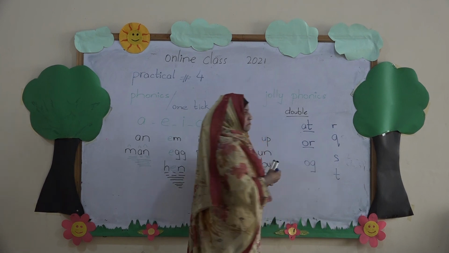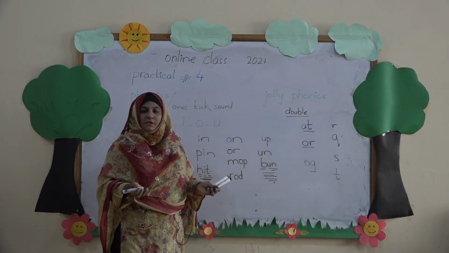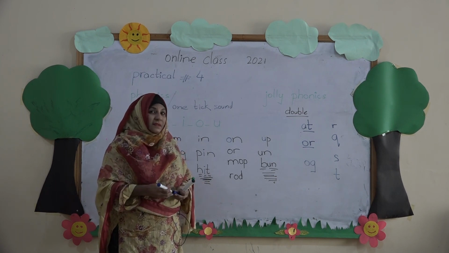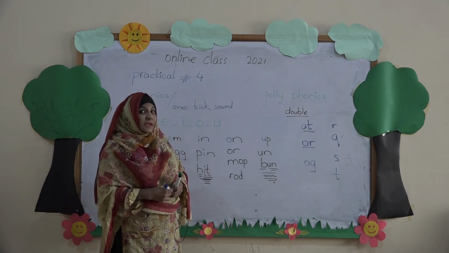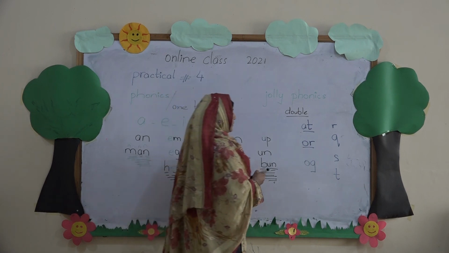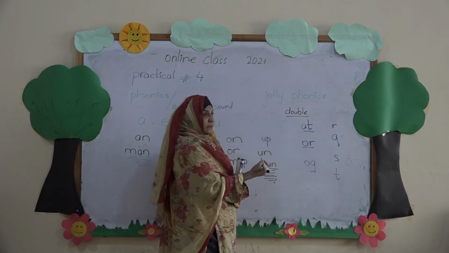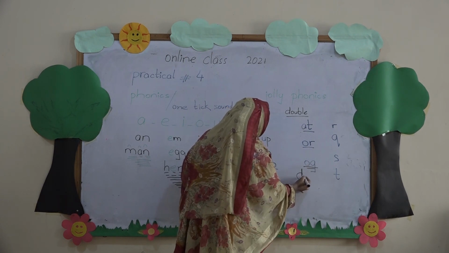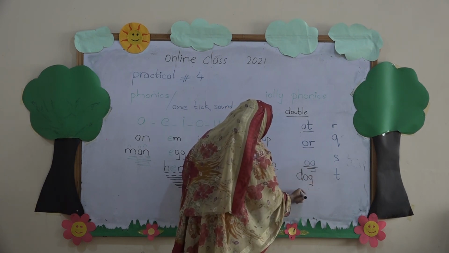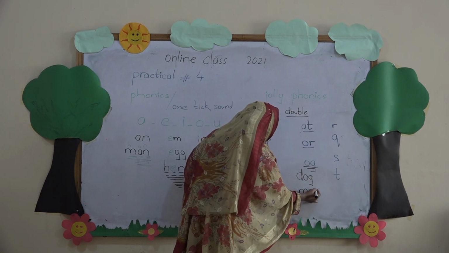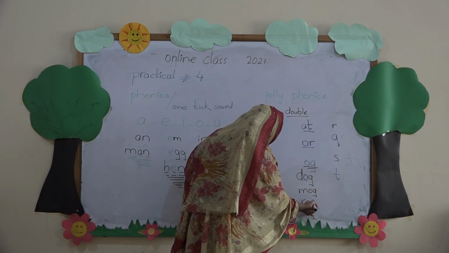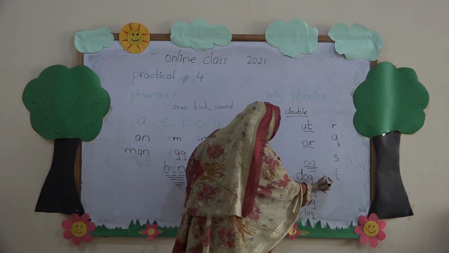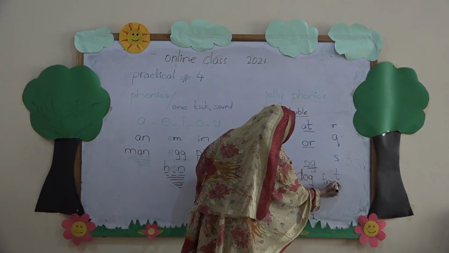Good. The og sound has no such value or importance, or you can say meaning, but it is a sound. And to create more words from this og sound of Jolly Phonics, we have d, og, dog; m, og, mog; r, og, rog; f, l, og, flog; or f, r, og, frog.